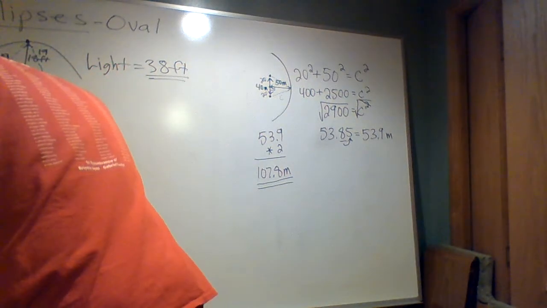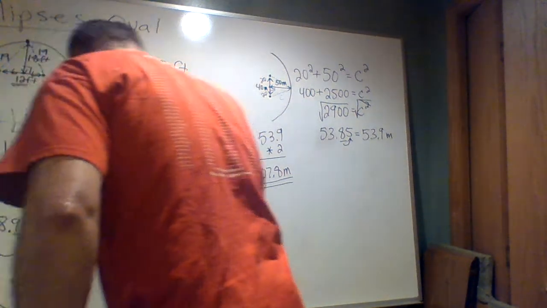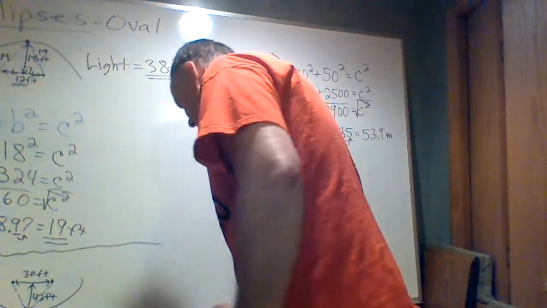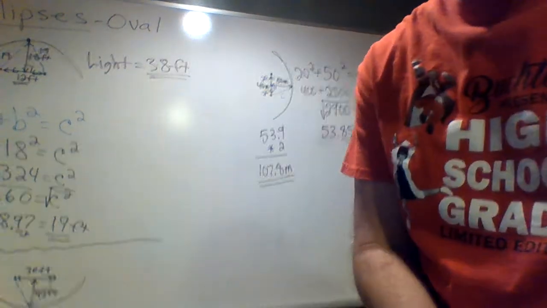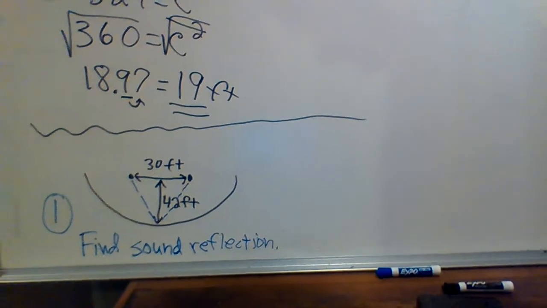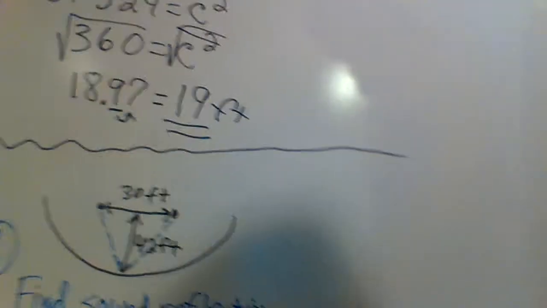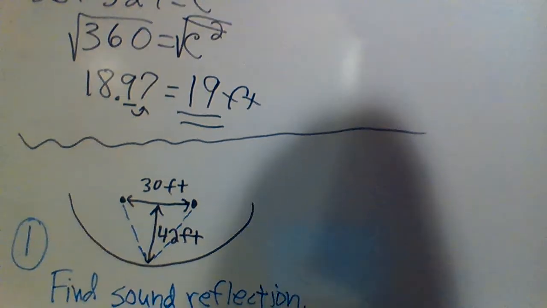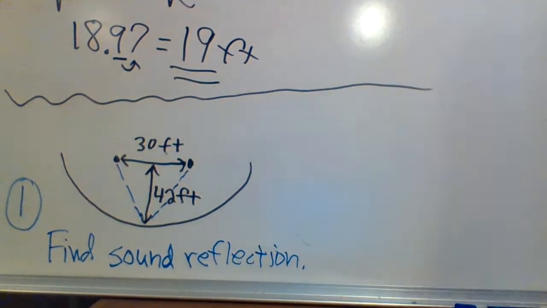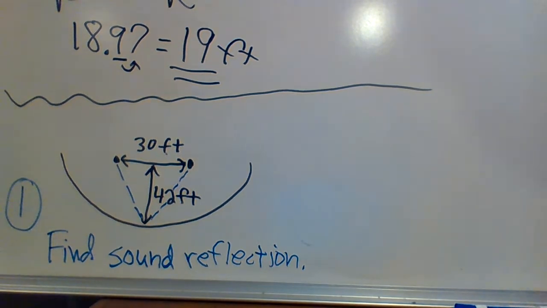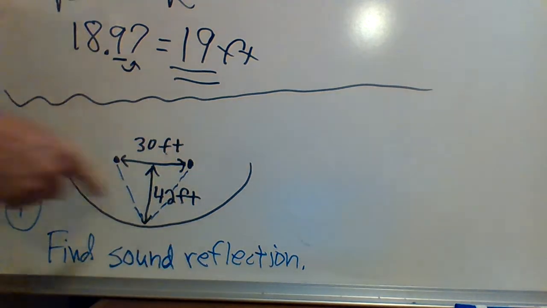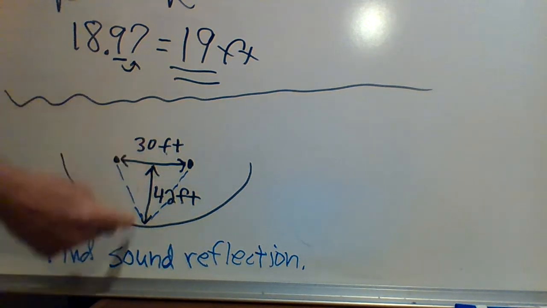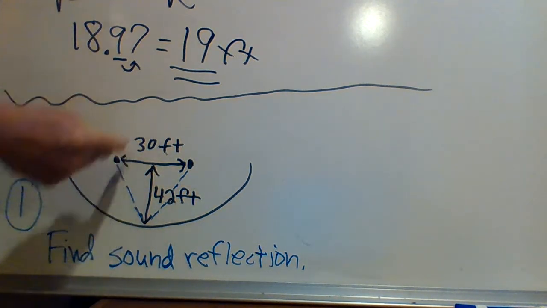Let me just fix this before I show you the homework. So again, very similar on your homework. Hopefully you can see that well. I'll move back. So again, you can see the ellipse here. You got the ellipse, that's 30 feet. This is 42 feet, that distance.